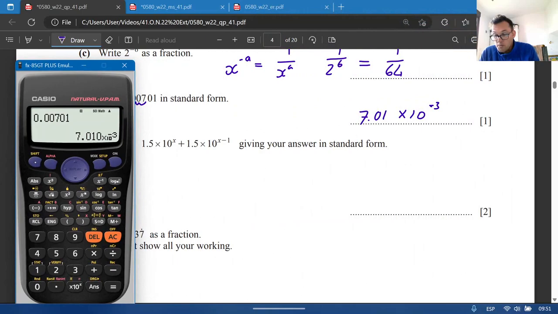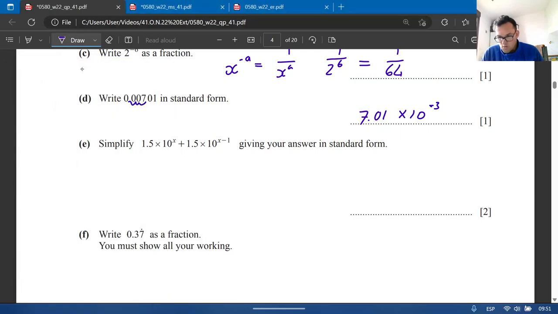You can always switch it back by pressing shift setup. You want normal, you press 8, 1 or 2. I think 2 is better for various reasons, and then you get the answers back to normal. Okay, so what's the next question here? Simplify.